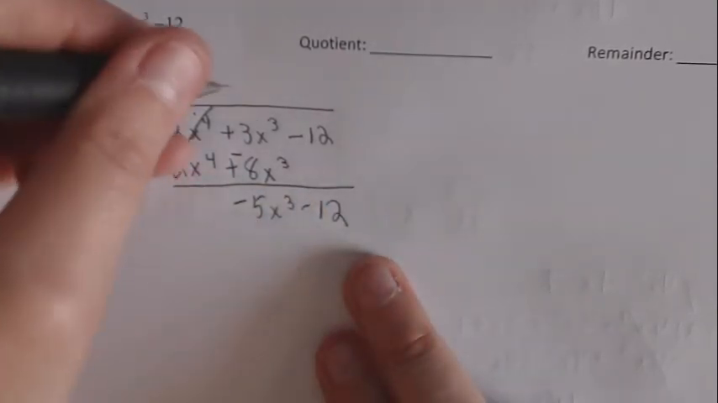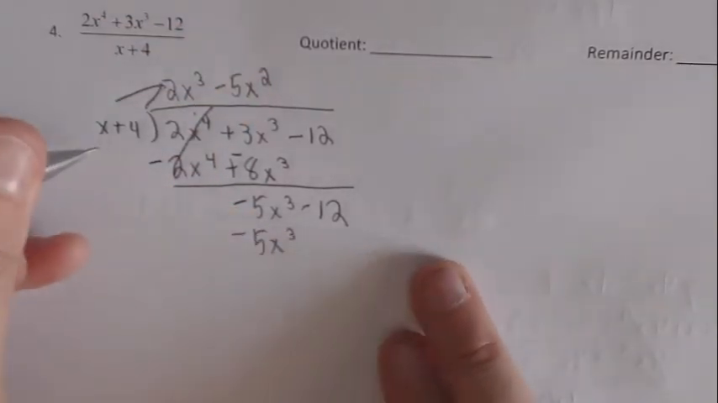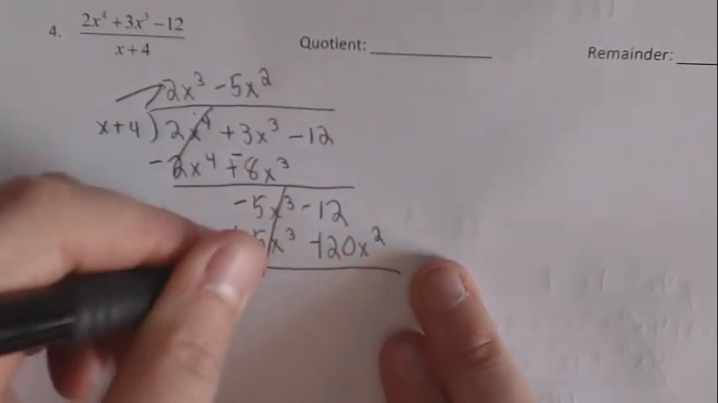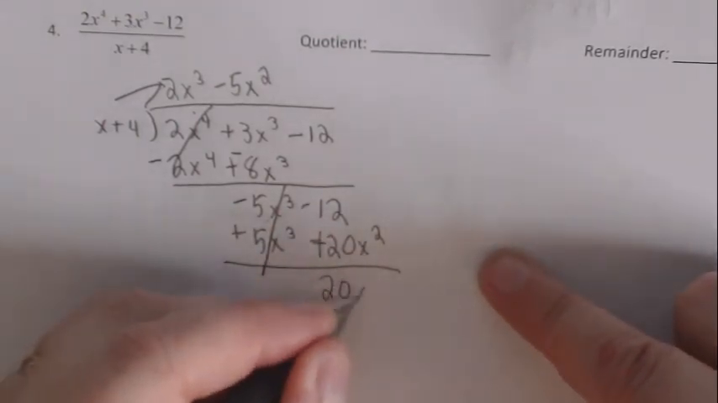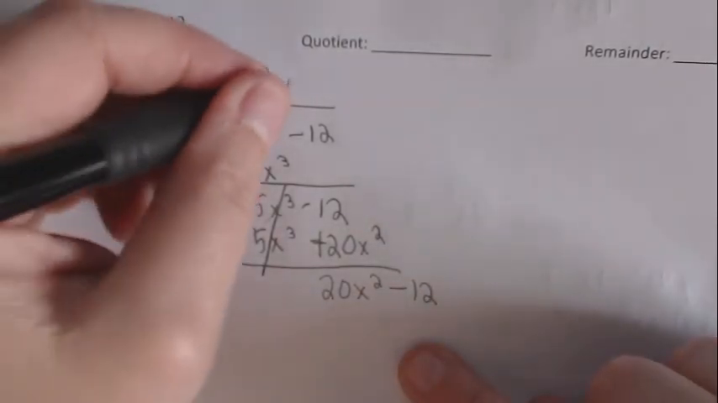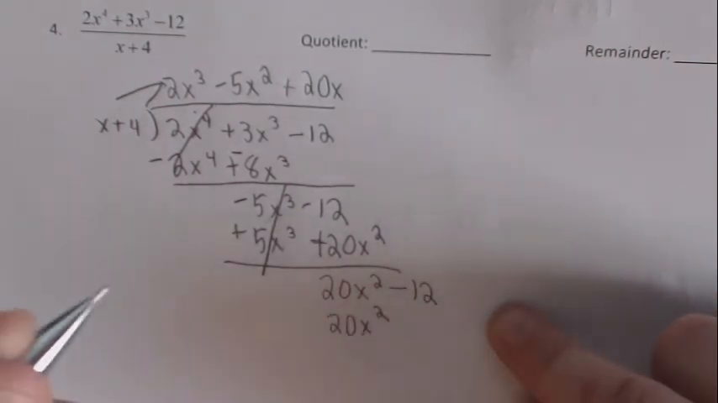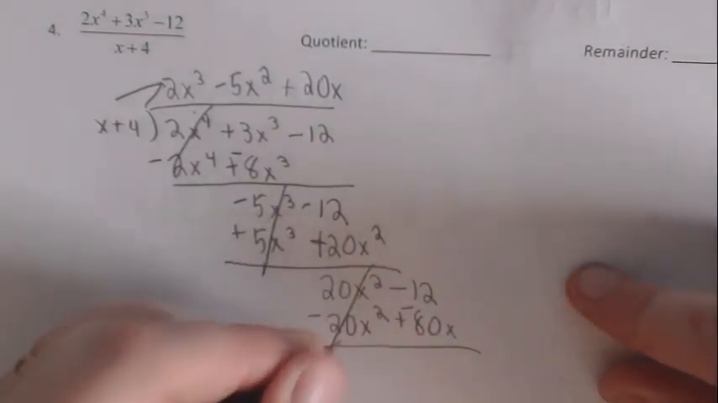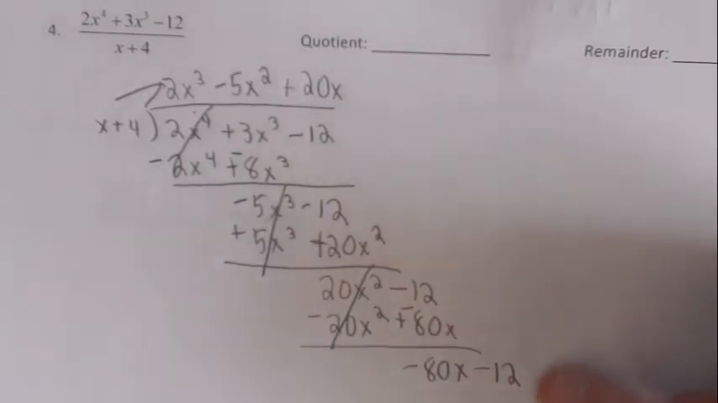Negative 5x cubed divided by x is negative 5x squared. That gives you negative 5x cubed minus 20x squared. Draw your line, change the sign. So you thought you would be done, but you're not. These are not like terms. Now you have 20x squared minus 12. 20x squared divided by x is positive 20x. Distribute, you get 20x squared plus 80x. Draw your line, change the sign. Again, they are not like terms. Negative 80x minus 12 is what you have.